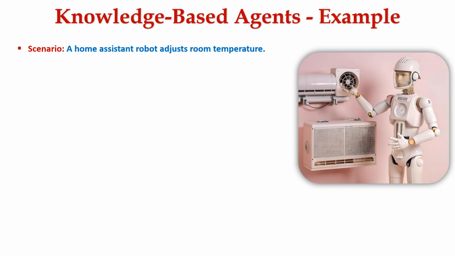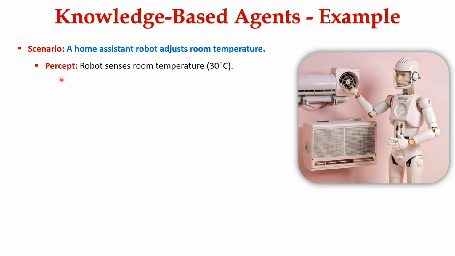Now let's have an example for knowledge-based agent. Let's consider a scenario here. A home assist robot adjusts room temperature. That is, imagine you have a robot at your home that manages the room temperature. It has a thermometer to sense how hot or cold it is. Yes, the goal is to keep you comfortable.